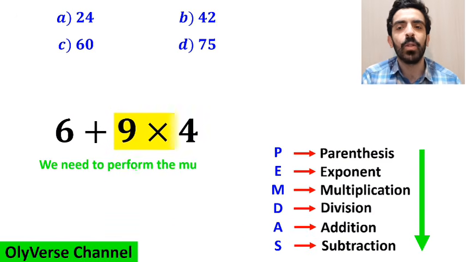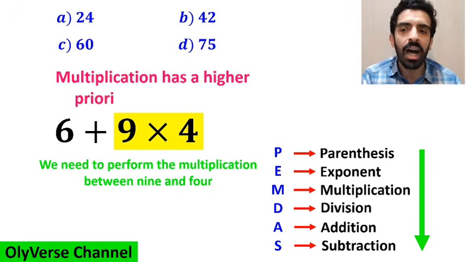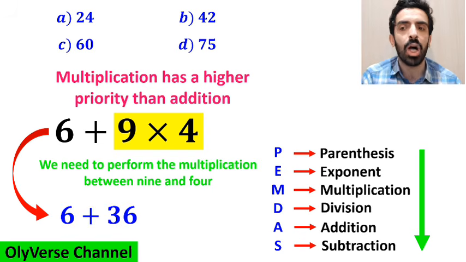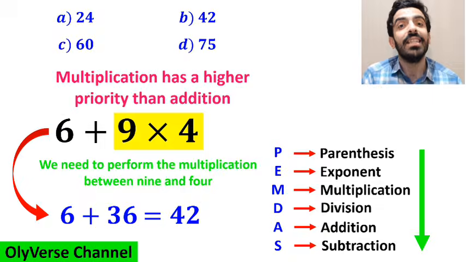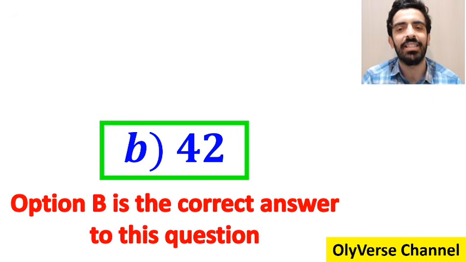Finally, we need to perform the multiplication between 9 and 4, because multiplication has a higher priority than addition. And this expression simplifies to 6 + 36, which ultimately gives us the answer 42. That's great. Option B is the correct answer to this question.